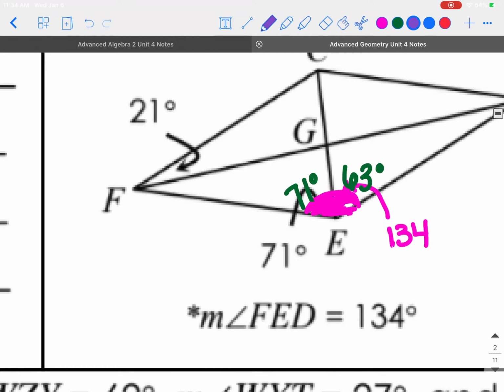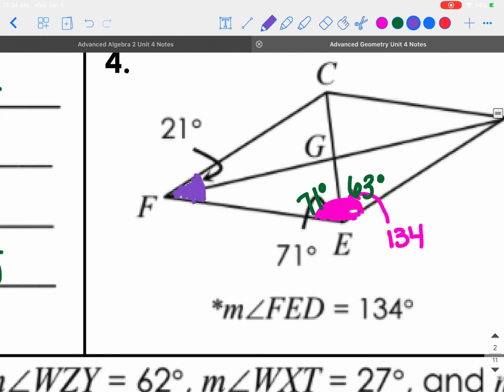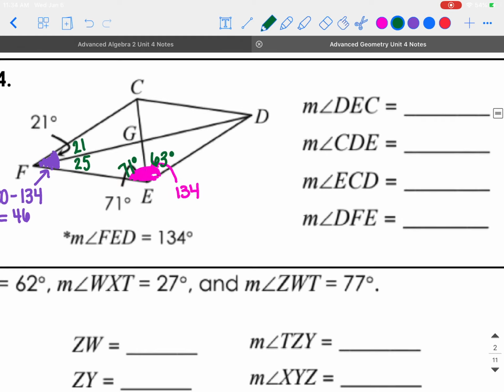Then that's also going to help us because we know what this entire angle F, angle CFE, is going to be. Because remember, a pink angle and a purple angle total up to 180. So for that entire purple angle, I need to do 180 minus 134, which is 46. So that entire angle is 46. So this would be 21, this would be 25, because 21 and 25 make 46. So let's see if that helps us get all of our answers.